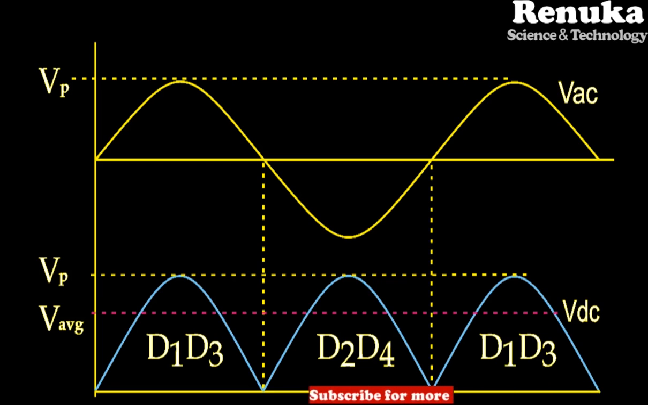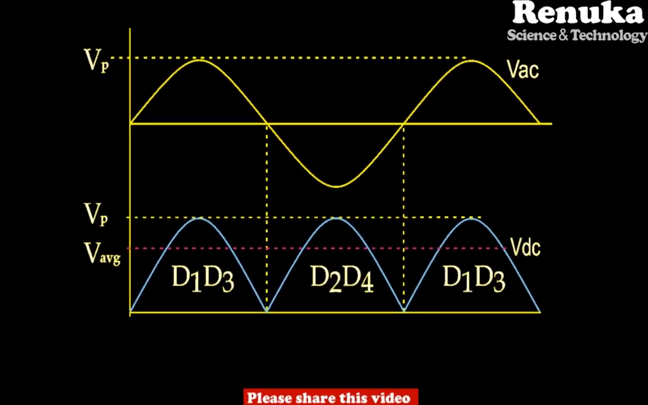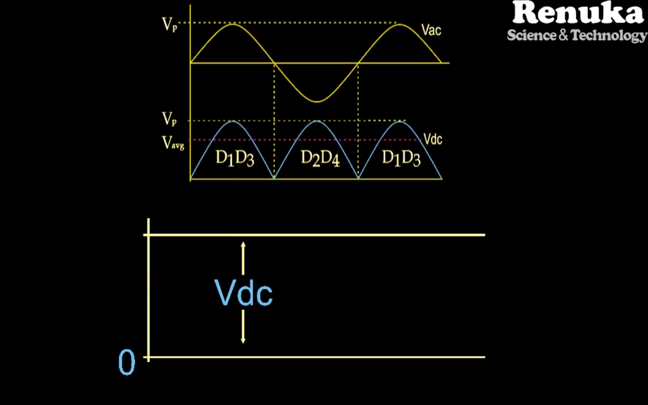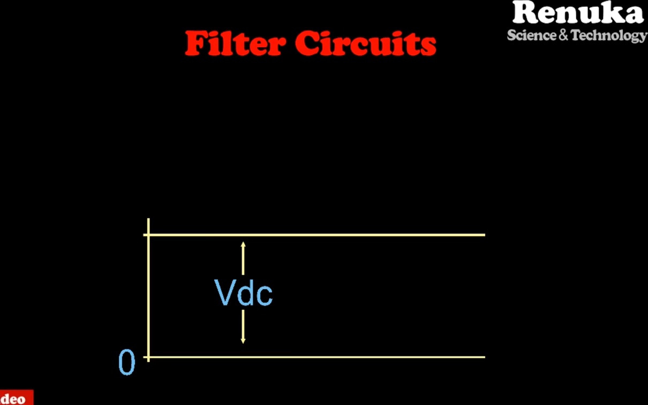When we rectify any AC voltage, we only convert AC into DC. That means bidirectional current is converted into unidirectional. But we want a straight DC line for conversion of AC into DC. So this voltage must be constant. It should be ripple free or fluctuation free. That is why this should be converted into straight DC. And this conversion can be done using circuits which are known as filter circuits.